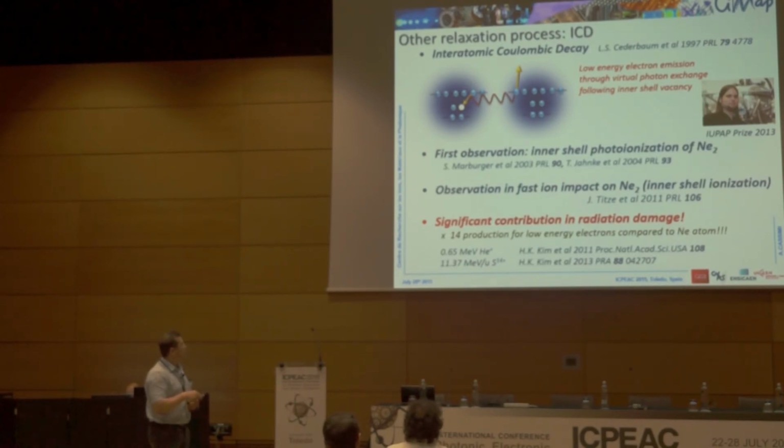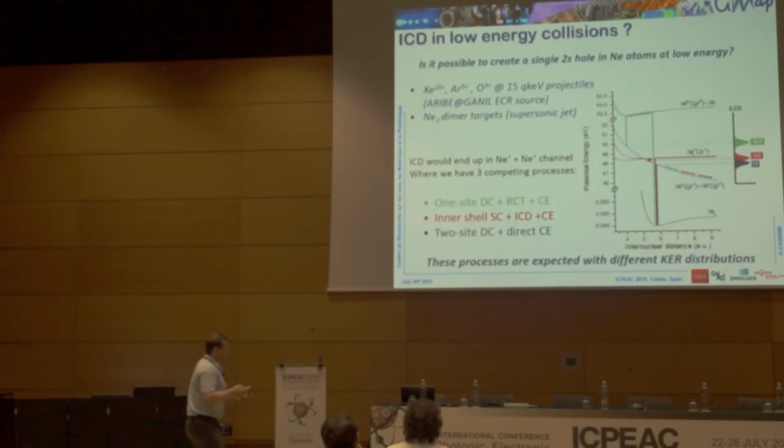And this has also been observed at higher energy with heavy ions. So our question was, can it happen in low energy collisions? Because in low energy collisions, usually you capture valence electrons more easily. Now, if you want to see ICD, you have to capture a 2s electron. That can be done, but without capturing any of the 2p electrons of the neon. So that's what we wanted to try to do.